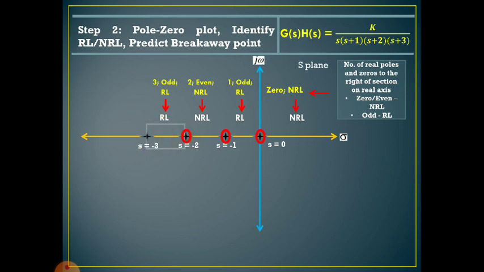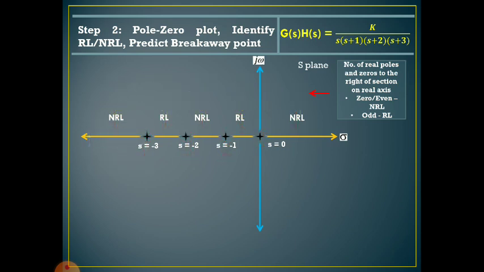Now similarly, we need to find whether the section to the left of the point s is equal to minus 3 is root locus or no root locus. So for that, what we have to do is, we will consider an imaginary point somewhere over here in the section, and to the right of this point we will add the number of real poles and zeros. So here we have 1, 2, 3 and 4, and 4 is an even number. Since it is an even number, we can safely conclude that this particular region is no root locus.